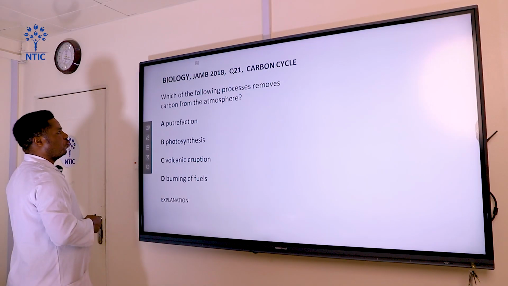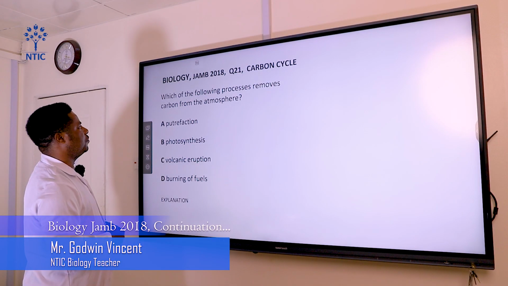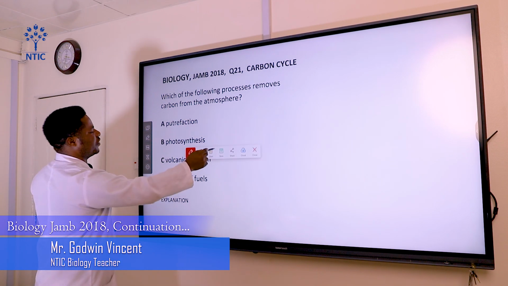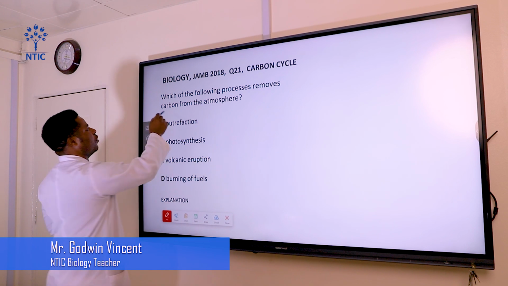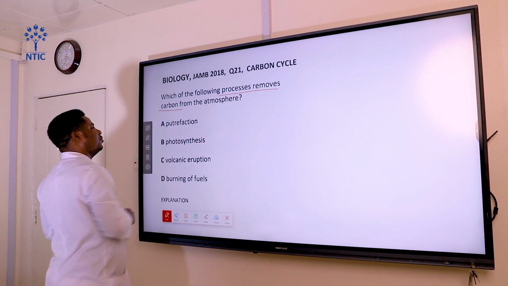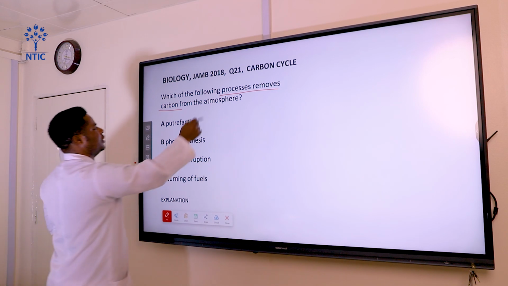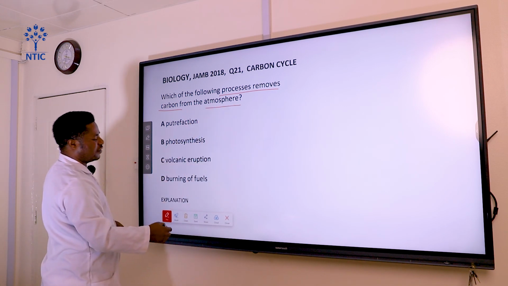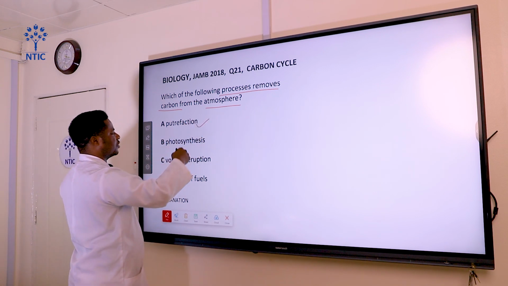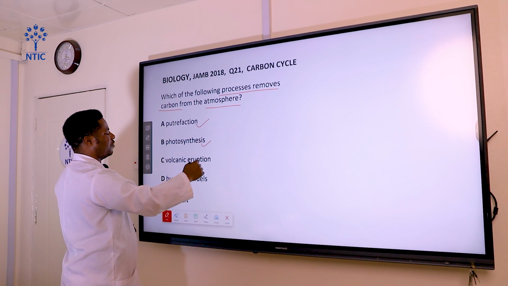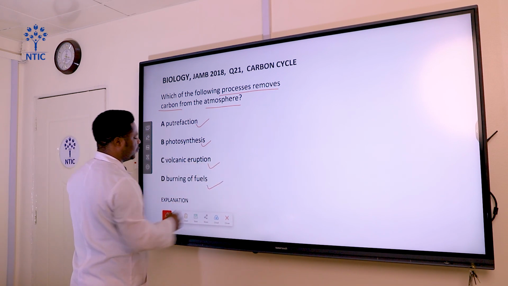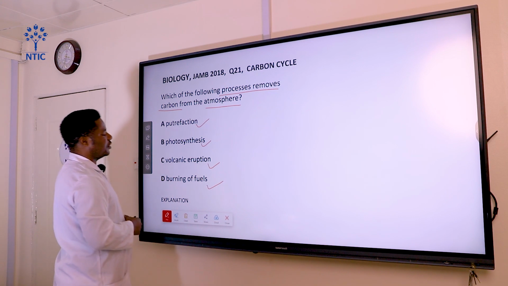Number 21. Which of the following processes removes carbon from the atmosphere? The emphasis on this question is placed on carbon, the process that removes carbon from the atmosphere. Now these are a number of processes that occur in nature. We have putrefaction, we have photosynthesis, we have volcanic eruption, we have burning of fossil fuels.